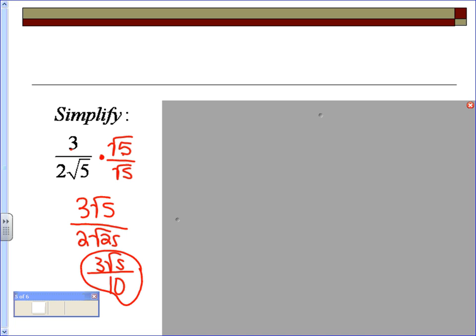Sometimes this number and this number will reduce. If so, you do have to reduce them. On this one, 3 tenths doesn't reduce any further. If it had been that, what would you reduce it to? 2 square root of 5 over 5. Does that make sense?